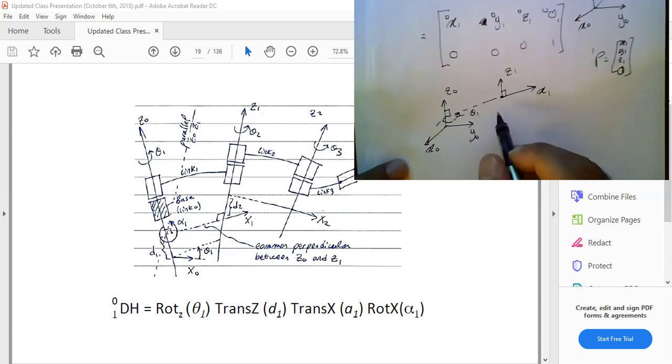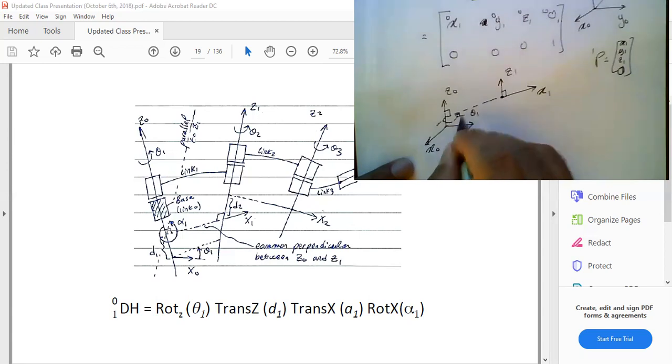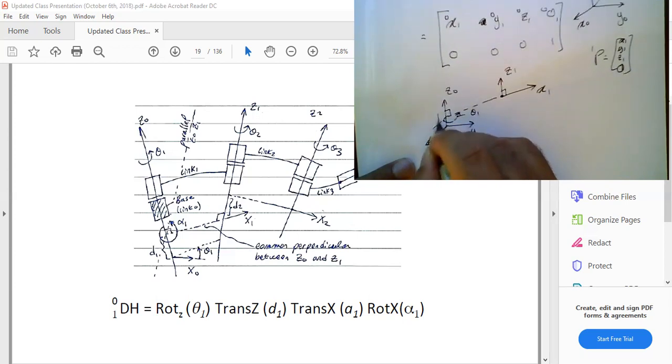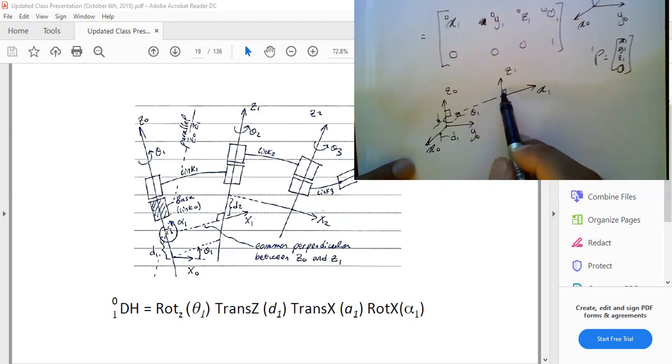And we're going to say D1 is going to be this distance from here to here, from x0 to x1 along Z1. Okay, and then we have alpha. Alpha is the angle between Z0 and Z1 about x0, so by how much you are rotating Z0 to come to Z1. All right, and finally, that is alpha.